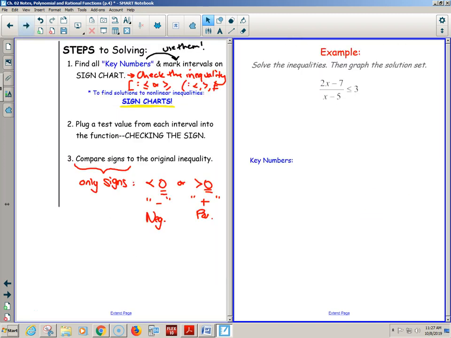Rational function. Which way do I show this? You guys are honors. Can I go straight to the shortcut? You sure? Do you see how this is not a 0? It's a 3. That poses a little bit of difficulty for us. Doesn't make it impossible, just poses a little bit of difficulty.